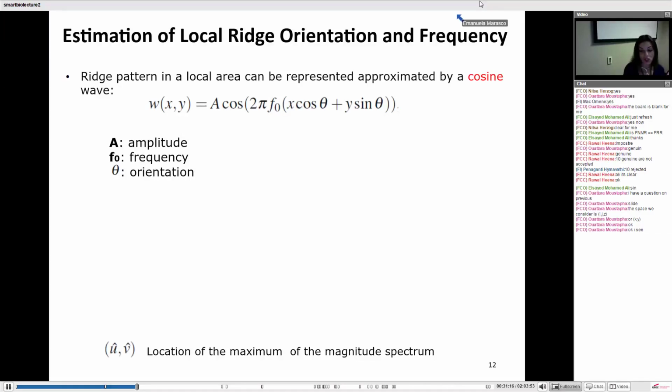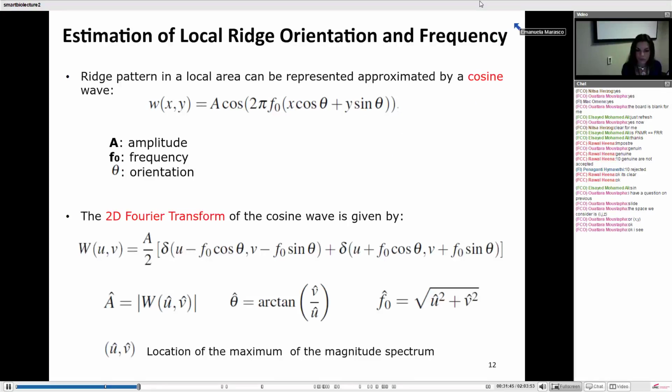Here there is more mathematics. You can find all these mathematical details in chapter 2 of the book that I mentioned, the introduction to biometrics. So we can see that the ridge pattern, in a local area, can be represented and then approximated by a cosine wave of this kind. So x and y, we are still in the spatial domain. This is the frequency, amplitude, and the orientation.